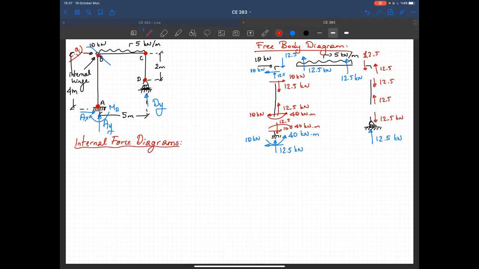In order to do that, we will first show the sign convention. These are our positive directions. This is the positive direction for shear, and these are the positive direction for moment, and this is my sign convention. So let's draw the axial force diagram first. This is our structure.